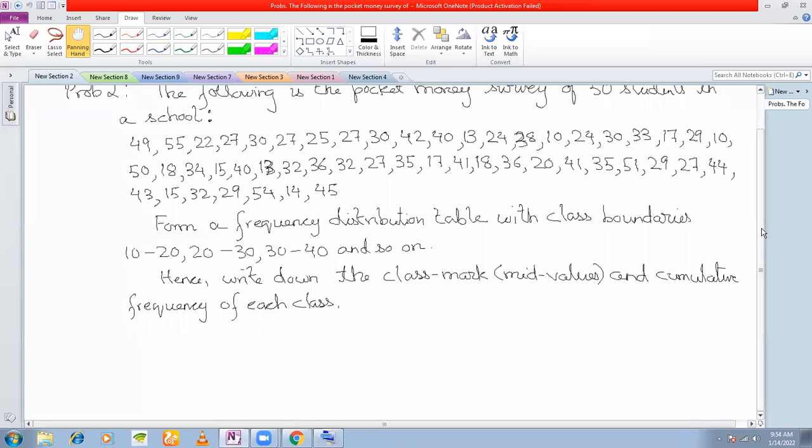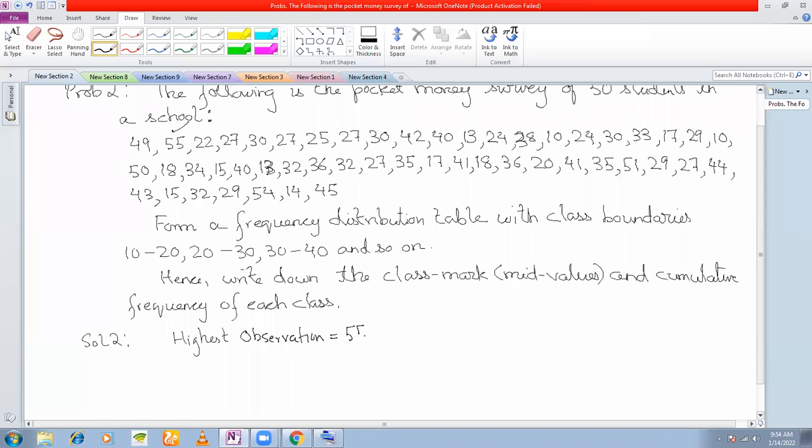Okay, and you don't know till which class boundary you have to proceed. Okay, so what you do here is you observe the highest observation, not frequency, highest observation. So, 55 is the highest. Okay, highest observation is the second observation. If you see this one, 55.